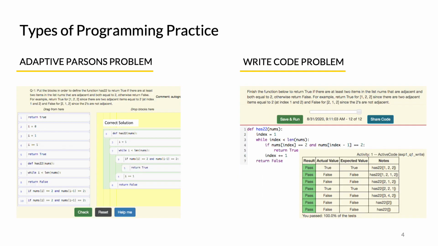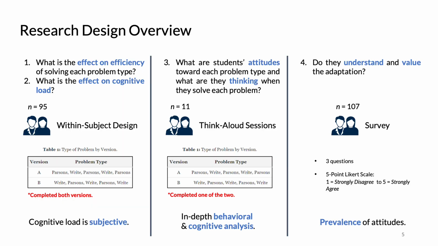In contrast, write code problems, often viewed as more authentic, require programmers to create programs from scratch without any scaffolding other than unit tests to check the results. What is the effect on efficiency of solving each problem type, and what is the effect on cognitive load?